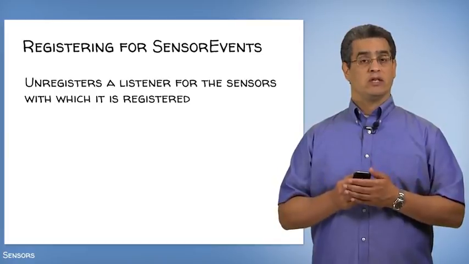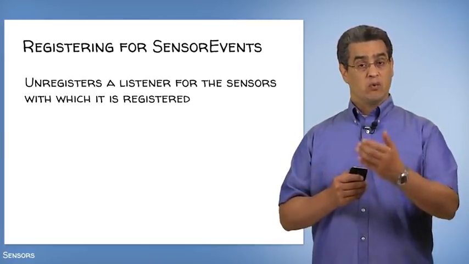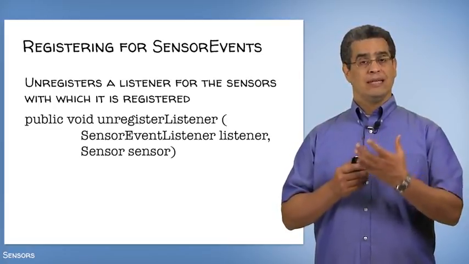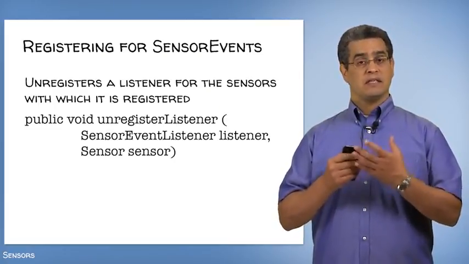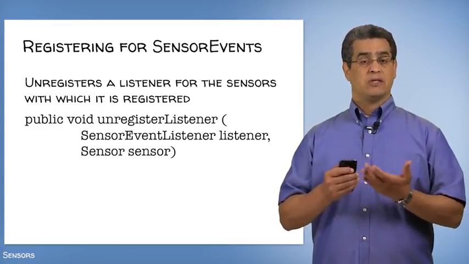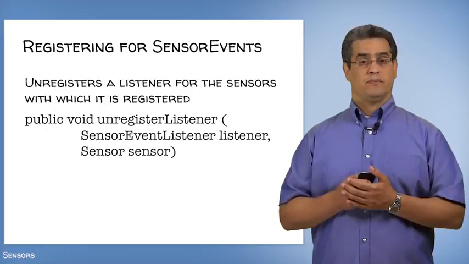To unregister a listener for all sensors with which it's registered, you can, for instance, call the unregisterListener method, passing in the sensor event listener and passing in a bit mask indicating the sensors you no longer want to listen to.